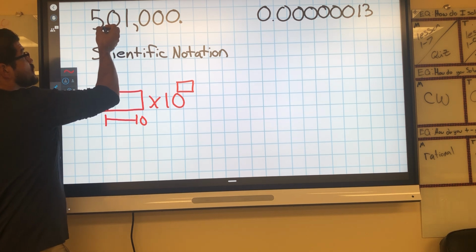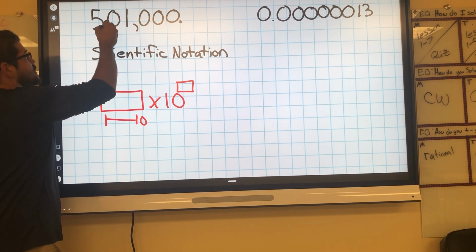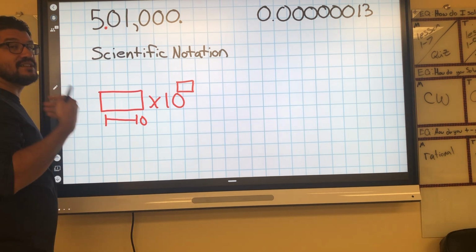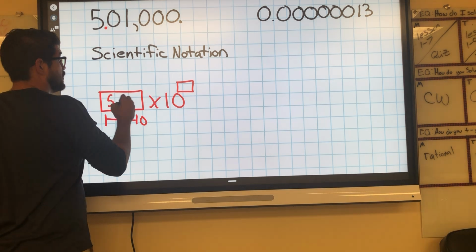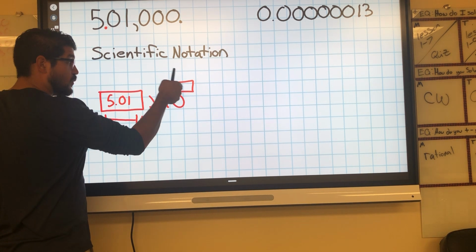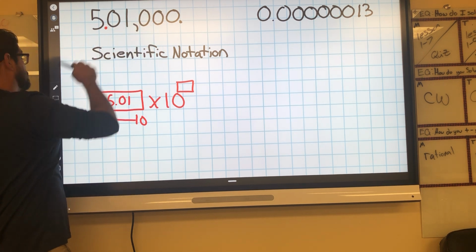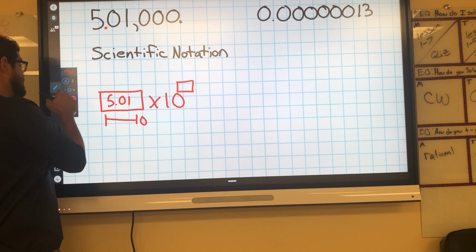5.01 is more than 1, less than 10. 0.51 is too small, so it has to go here. It's the only place the dot can go to make a number between 1 and 10. So 5.01. And then I have to figure out what number goes here. Now this is a very large number, okay? It's not a decimal point. It is just a 501,000.